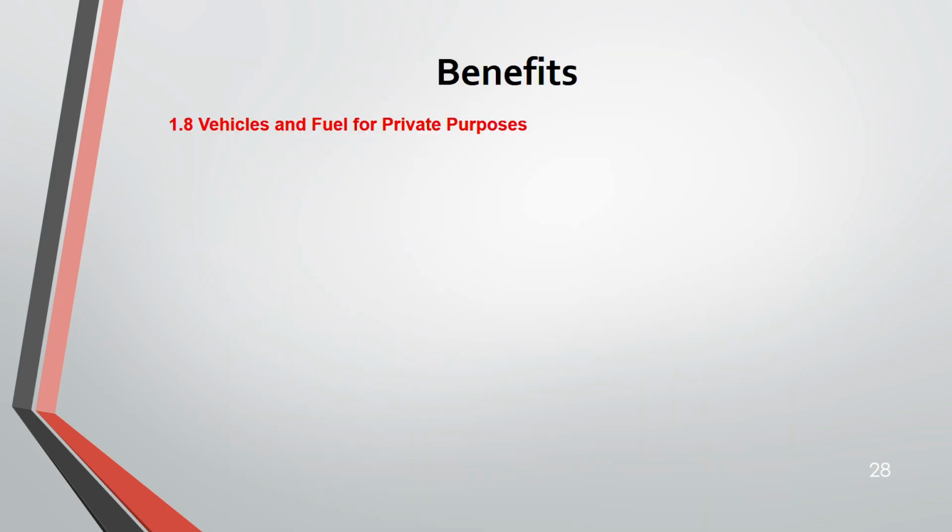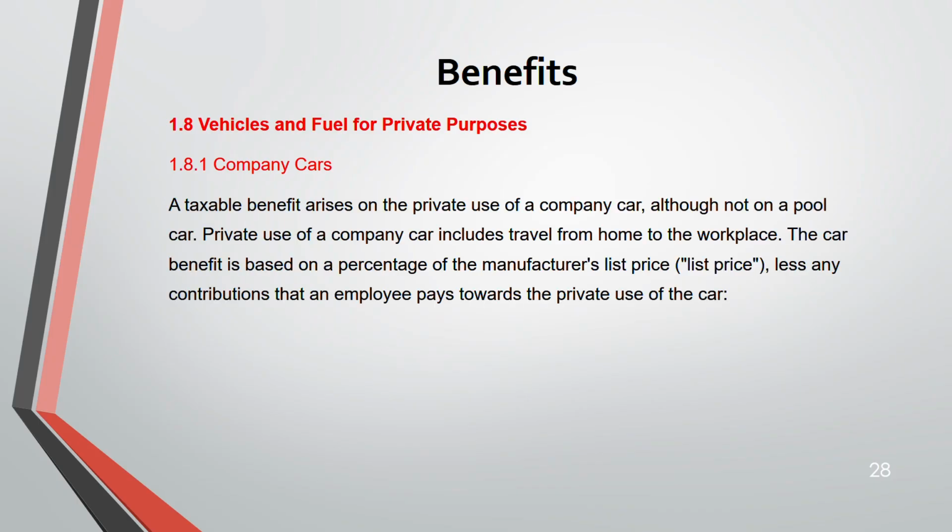Now, moving on to a third benefit, that is vehicles and fuel. When a vehicle is given, obviously the vehicle will run with fuel, so both are given together. They are complementary with each other. Now, first we'll go through cars, then we'll touch the van. So company cars. If you are given private use of a company car, it's a benefit for you. It will be taxed on the employee. Remember, this is not on a pool car. You are individually using the car alone. So private use means you are traveling from home to workplace.